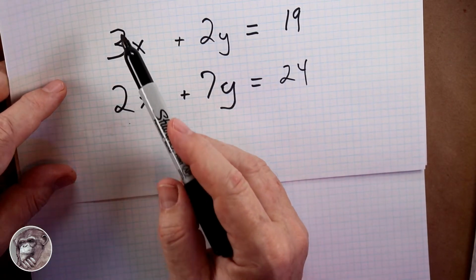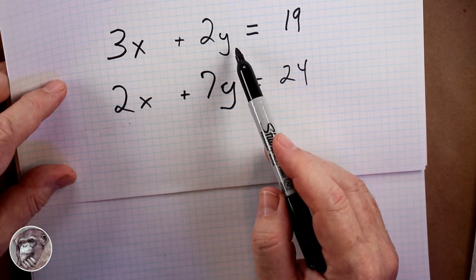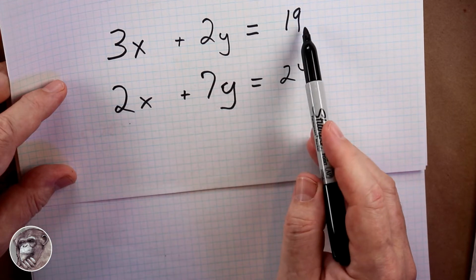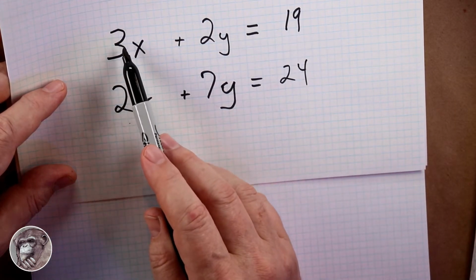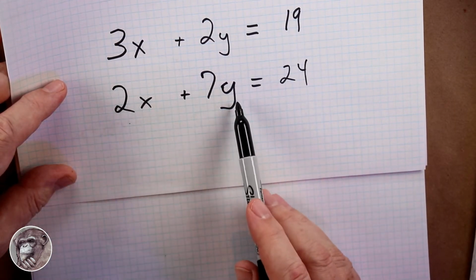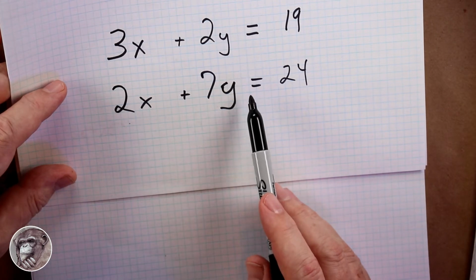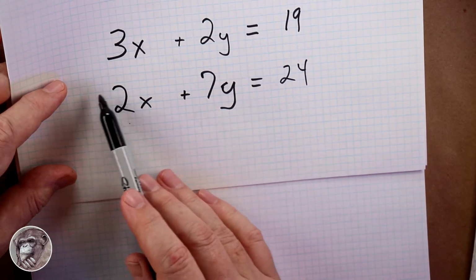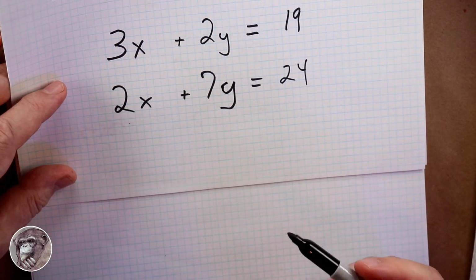So what I'm going to do is multiply this entire equation by 2 on both sides, and that will turn this into a 6. Then I'm going to multiply this entire equation by 3, and that will turn this into a 6 as well, and then I can subtract them out. So watch what I'm doing here.